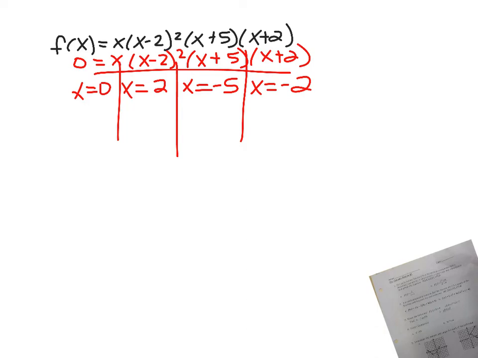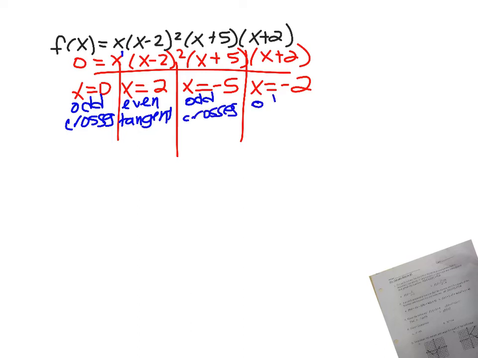So for x equals 0, the exponent is a 1, so it's odd, and odd crosses. X equals 2, the factor is x minus 2, the exponent is even, because it's a 2, so it's tangent. X equals -5 is odd, so it crosses, because the exponent is a 1. And x equals -2 is also odd, the multiplicity, and that crosses.